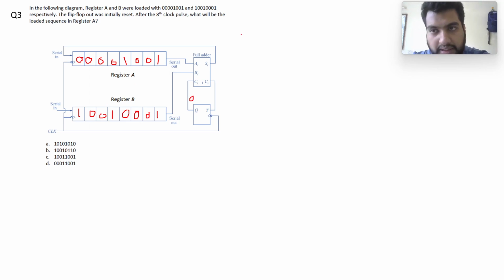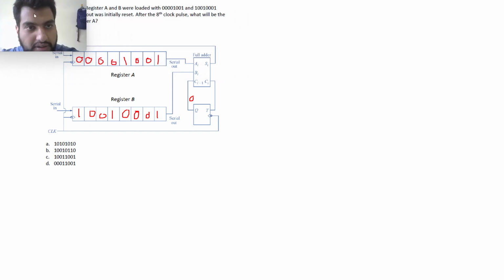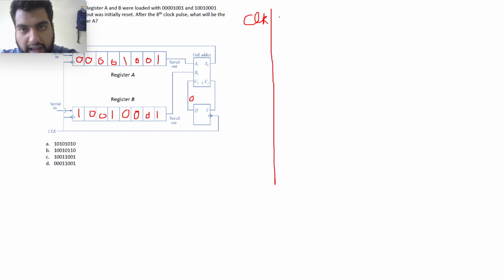So let me just mark it here, let me just shift it. Yeah, so this is clock, this is AI. So what will be AI? AI will be this bit. So after shifting, whatever will be present here will be my AI as it is going to the full adder.